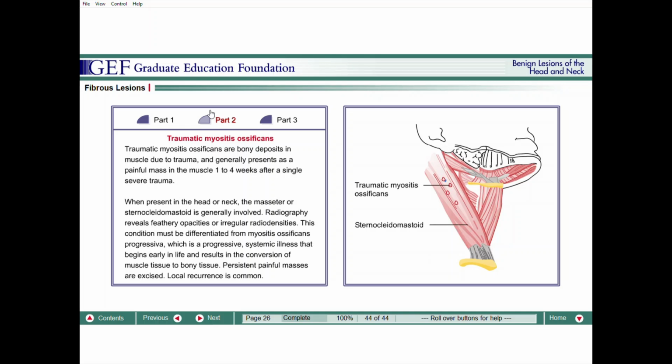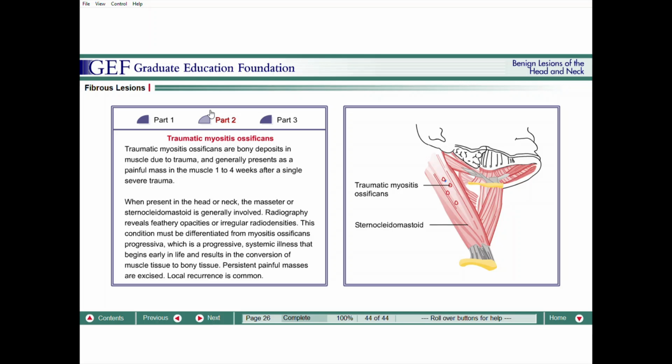Traumatic myositis ossificans are bony deposits in muscle due to trauma and generally present as a painful mass in the muscle 1 to 4 weeks after a single severe trauma. When present in the head or neck, the masseter or sternocleidomastoid is generally involved. Radiography reveals feathery opacities or irregular radiodensities.